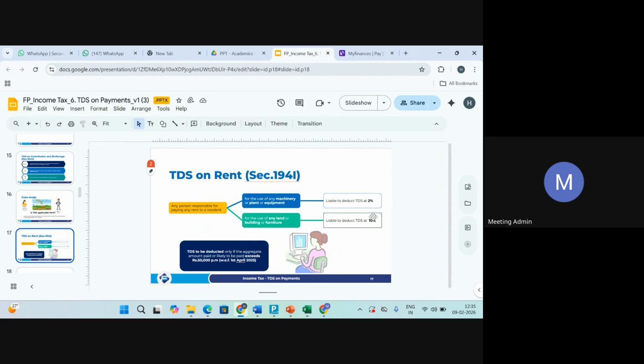So if the rent is more than 50,000, they have to pay TDS compulsorily, and how many percentage? 10%. Keep it in your mind. Is that clear? Hello, guys. Yes, ma'am. So that is the thing.